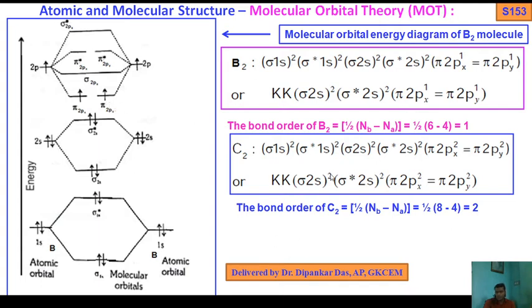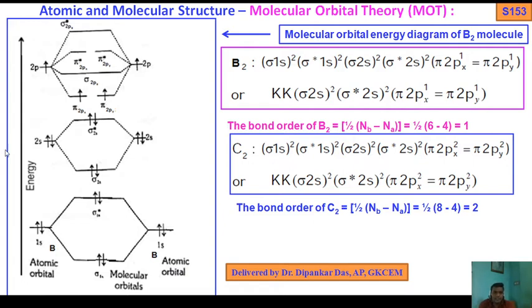Or you can write KK sigma star 2s2 or pi 2px2, which is equivalent to pi 2py2. So that is the MO electronic configuration of C2. So for C2, B2 and N2, up to 14 electrons, less than 14 electrons, the MO diagram will be the same. Only the pattern of electron fill up will be different, and due to the different pattern of electron fill up, the magnetic properties will also change.